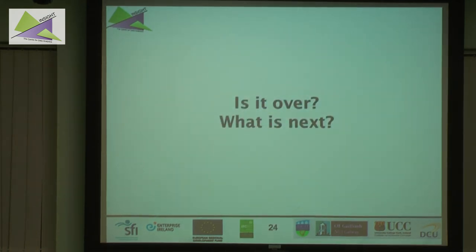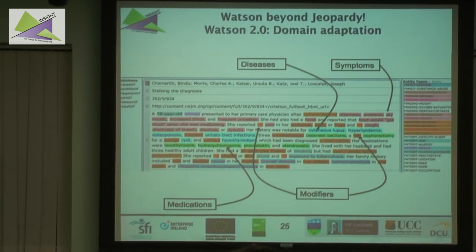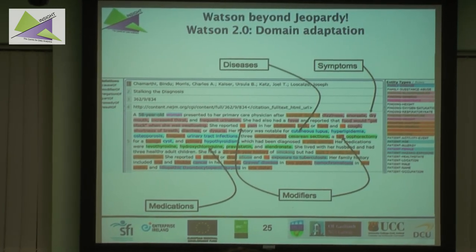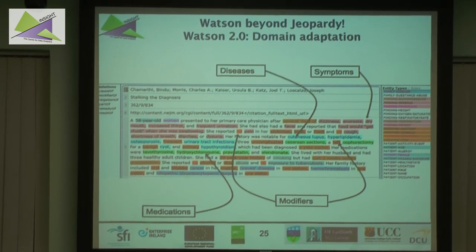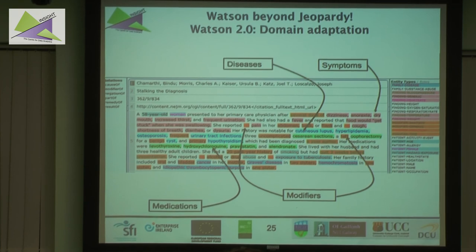So is it over, or is anything next? They are doing something. Yes, so now they are going beyond the Jeopardy, and they are developing this Watson 2.0. Watson 2.0 is basically for specific domains. They try to adapt the domains so that Watson can help the domain experts in their daily work. So mainly they are concentrating now on the medical domain so that it can assist the doctors to make their decisions.